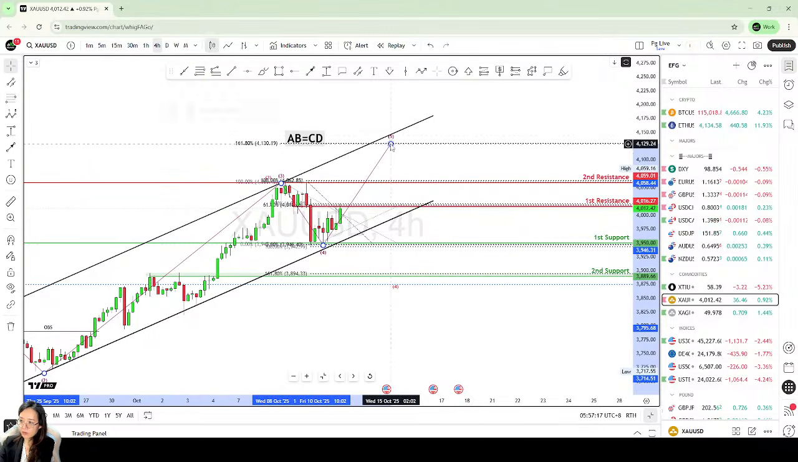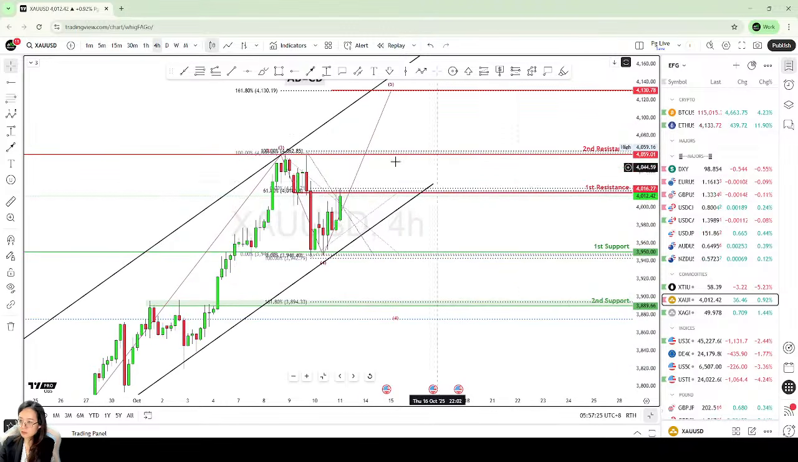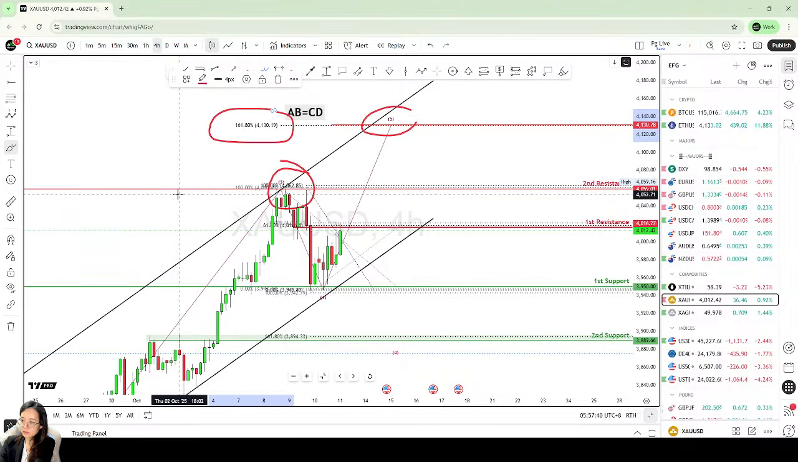That would be somewhere around here. It's going to be the next resistance level if they break the ATH, somewhere around this. Meaning that if they break above this ATH, then it's going to be here. We use the extension.